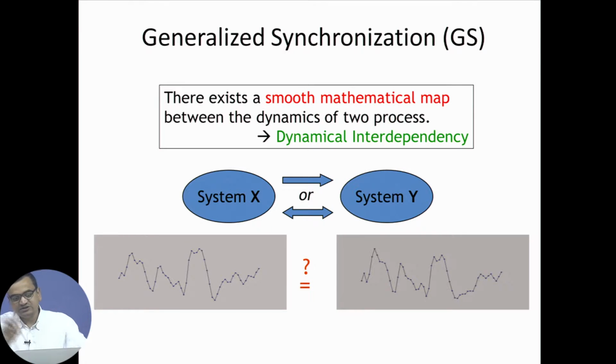So generalized synchronization assumes that there is some kind of mathematical function which maps one signal to another signal. You have a signal X, signal Y. These two signals are related by a map which is mathematically smooth between the dynamics of two processes. So this is your signal X, and this is signal Y, preferably coming from two different systems. Now you are assuming these two signals are somehow related by some mathematical map, which is smooth. Now how can we find out not the exact nature of the map, but whether they are at all related by some mapping or not?